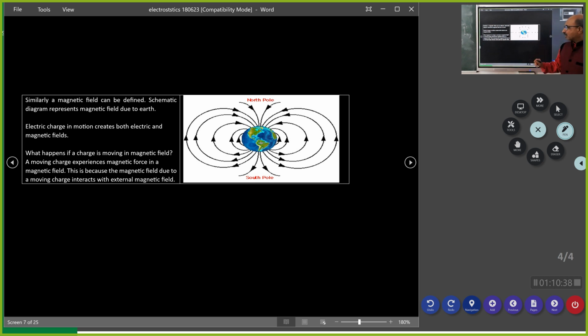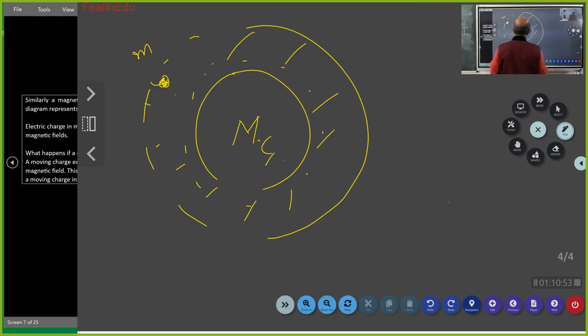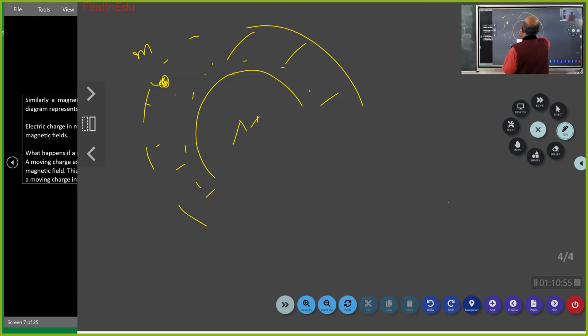What happens if a charge is moving in a magnetic field? Now, if a charge is moving, it has around it both electric field and magnetic field. Okay, how will it be seen? Now, this will be like this.